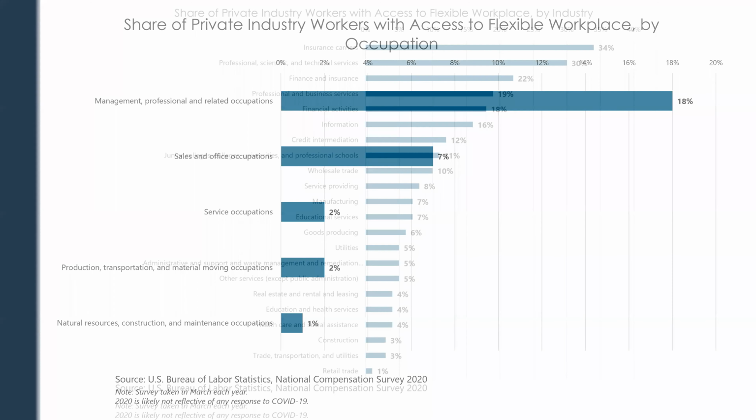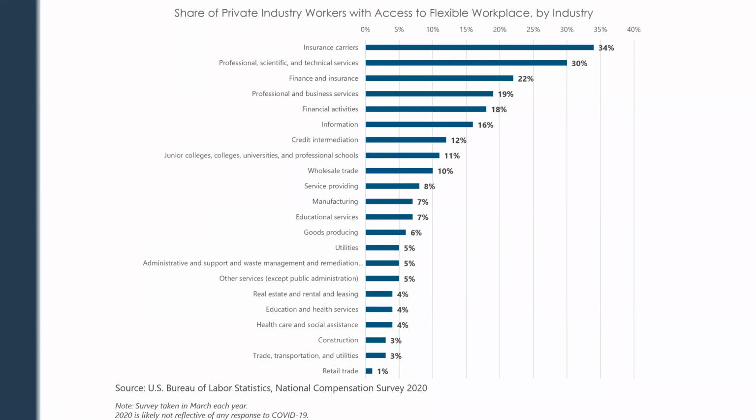If we hit next here, we've got the same information, again, this idea of access to a flexible workplace, but this one is by industry. Insurance carriers are the highest percentage there of most likely being able to work remotely. Then professional, scientific, technical services, finance, and different things would be a pretty high percentage of those with that benefit. And on the opposite side, retail, trade, transportation, utilities, construction, healthcare, those sorts of occupations are showing a much lower opportunity to work remotely or have a flexible workplace.